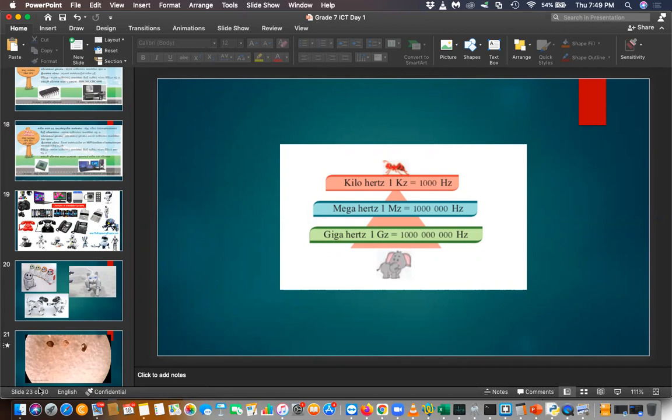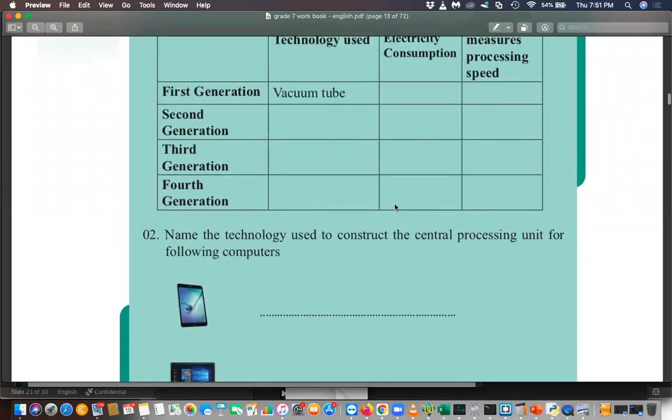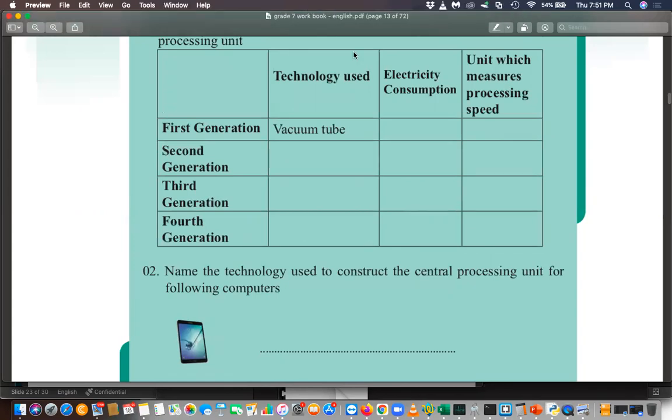Today we have to move to the next topic. Let's discuss the remaining questions here. The technology used in the second generation, we discussed last day, is transistors. In the third generation, it is IC, integrated circuits. In the fourth generation, it is LSI and VLSI, and this is called microprocessors.